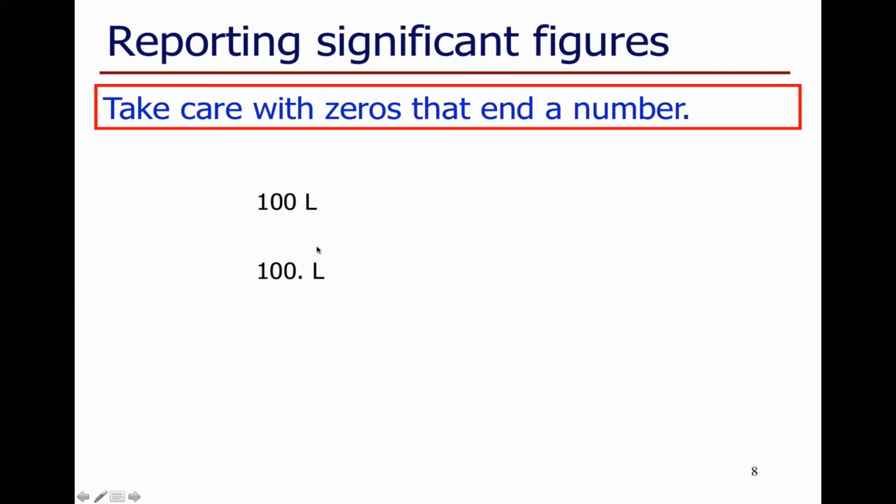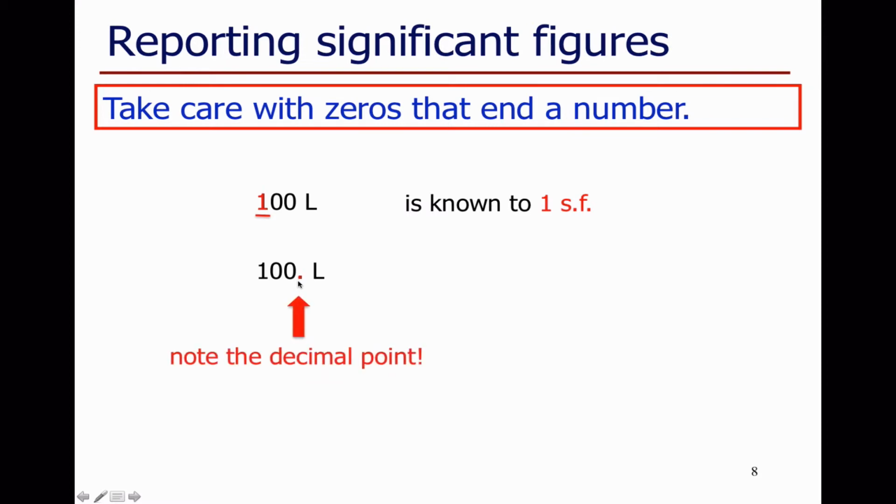Look, here we don't have any decimal points in our number. Only the 1 is significant. None of the zeros are. So this one's only known to 1 significant figure. But this next one, a decimal point's been added. And this tells me that all 3 of these numbers are significant. 100 dot might look a bit strange, but that's a number that's been written and known to 3 significant figures.